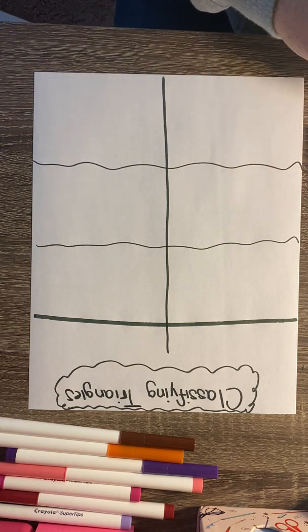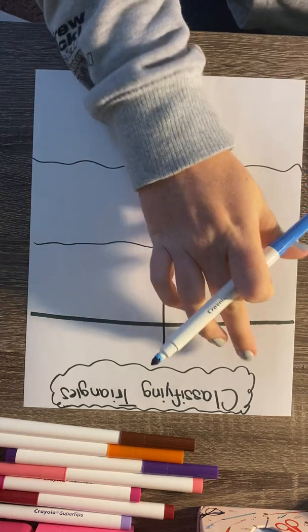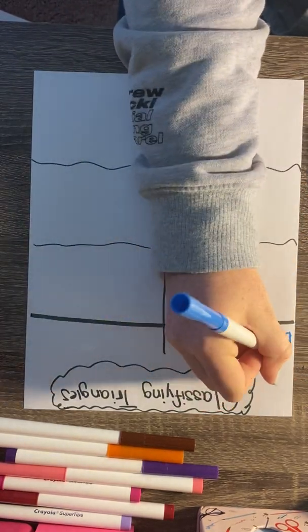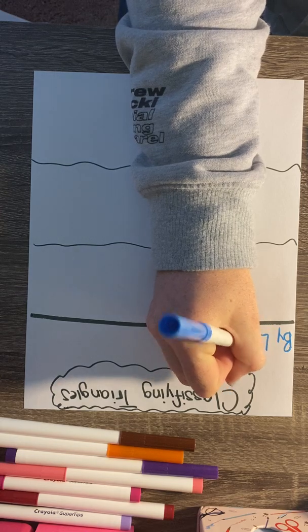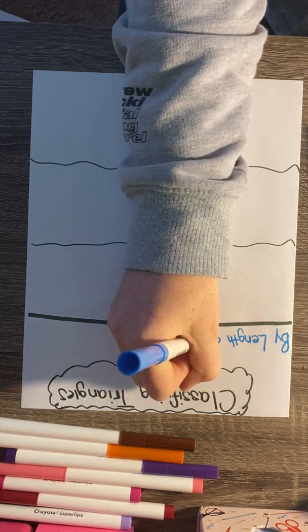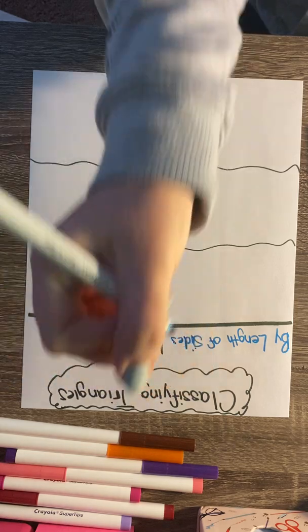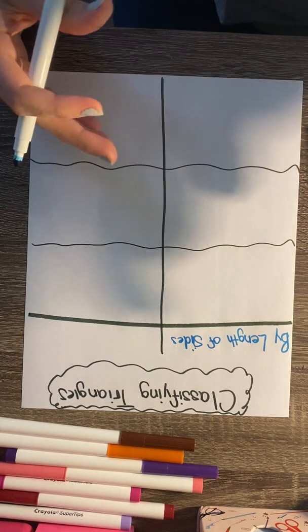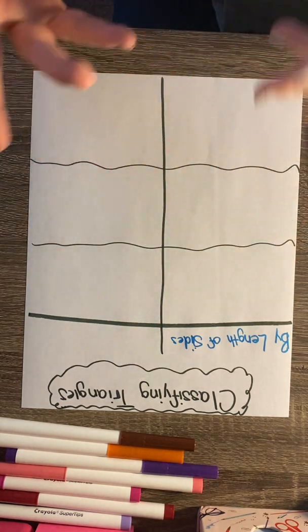All right, so now I want to go over the one way that we can classify triangles is by the length of sides. So on this one right here, this side, you're gonna put by length of sides. What this means is when you're looking at the triangle, you can tell what kind of triangle it is based on how long or how short the sides may be.